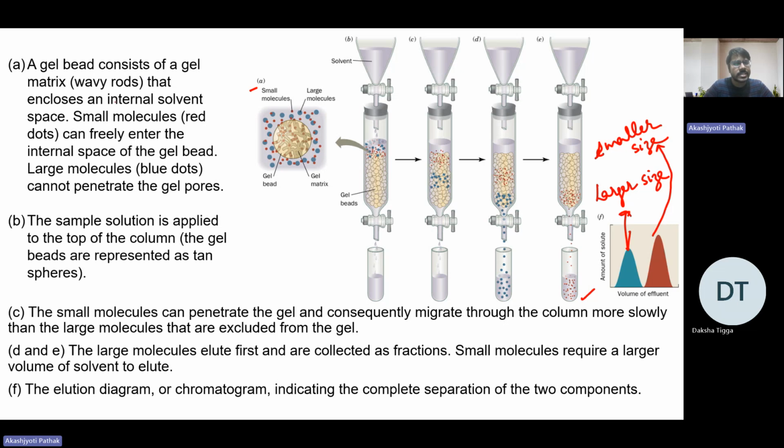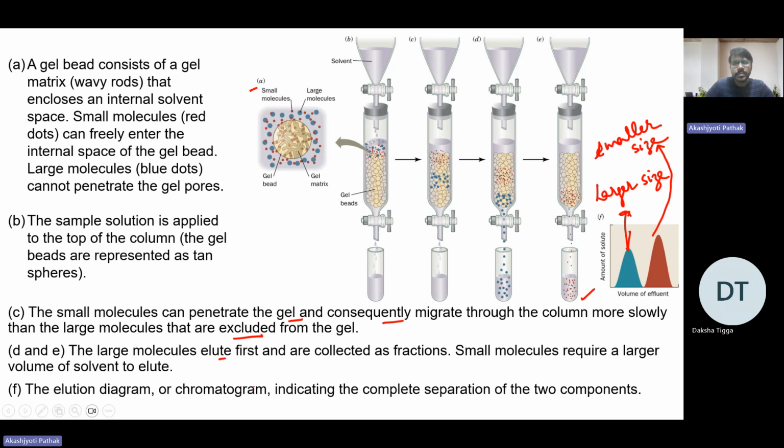This gel bead consists of a gel matrix that encloses an entire space. The sample solution is applied at the top of the column. Here you have applied the sample, and what will the small molecules do? They will penetrate the gel and consequently migrate through the column more slowly than the large molecules that are excluded from the gel. Your large molecules will not enter the gel bead, while the small molecules will enter the gel beads, migrate a greater distance, and hence be eluted later.